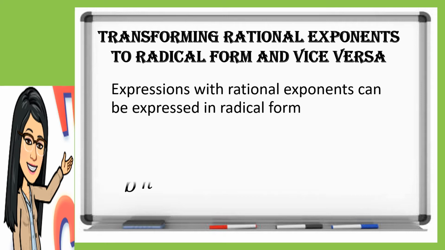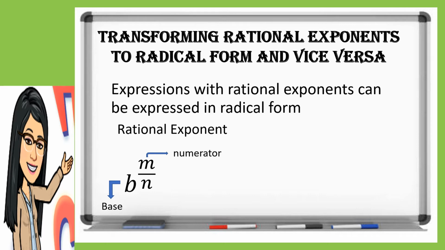Let us consider b raised to m over n as our rational exponent, considering b as the base and m over n as our exponent. This time, let us have a detailed representation of the parts. So similarly, b is our base. Our rational exponent will be labeled into m as the numerator and n as our denominator.